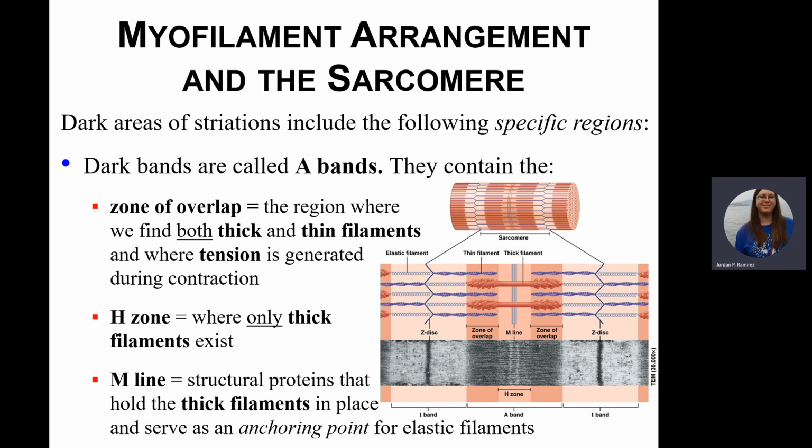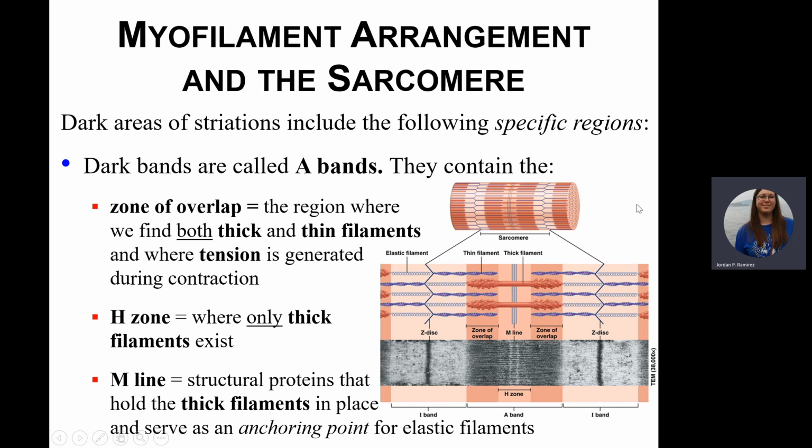All right, so dark bands are called A bands. They contain the zone of overlap, the H zone, and the M line. The zone of overlap is the region where we find both thick and thin filaments, and this is where tension is generated during contraction. That's pretty important. The zone of overlap is the region where you have thick and thin filaments, and that's the area where tension is generated during contraction. So that would be right here, and that's really what we're going to focus on in a little bit.